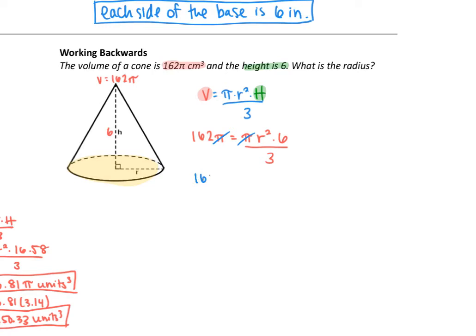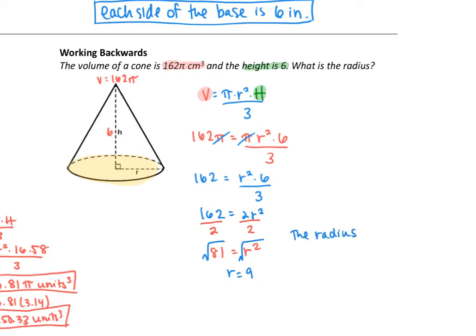Okay, so what we're left with is 162 equals r squared times 6 divided by 3. And if you remember in the pyramid example, we first looked to see if we could divide these, and if you can, you should. So 6 divided by 3 is 2. So this side becomes 2r squared. And now we can finish solving for r. To get r by itself, we're going to divide by 2. 162 divided by 2 is 81. And last step to get r by itself, we take the square root of both sides. So the radius is 9. So the radius of the cone is 9 centimeters.